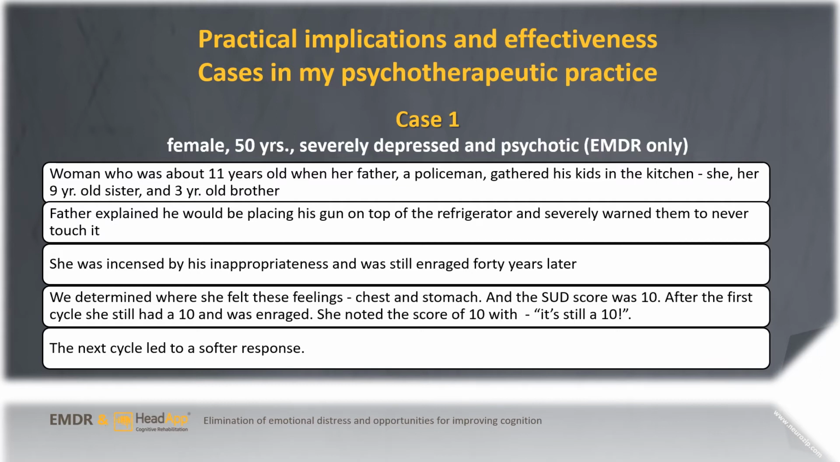When she talked about the feelings of rage that she had, she felt them in her chest and stomach, and her SUD score was asked. SUD is subjective units of disturbance, and it's used a lot in cognitive areas of psychology. Her score was 10, the maximum. 0 is nothing, 10 is the worst thing possible. After the first cycle, she still had a 10 and was enraged. She noted it's still a 10. And I said, yes, okay, fine, whatever it is, we'll deal with it.